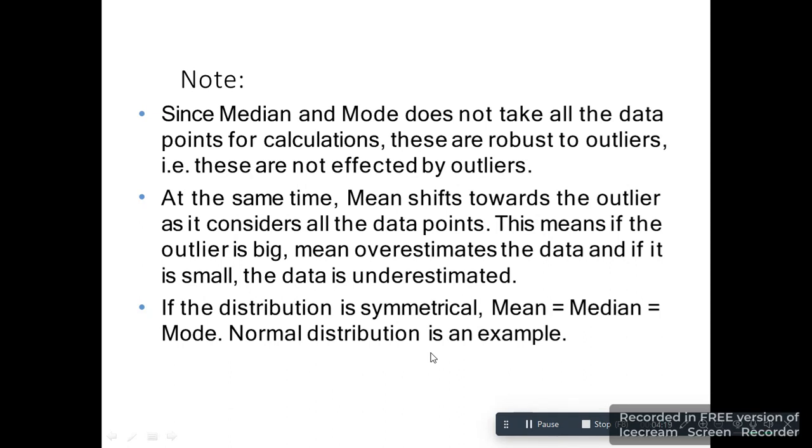So this is all about the median. So that's all. So this is all about the median.